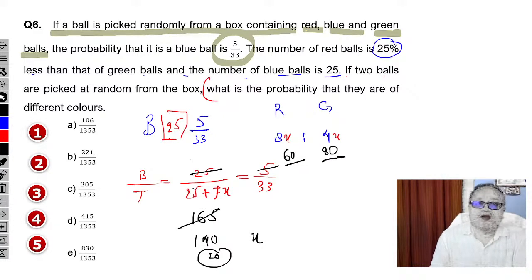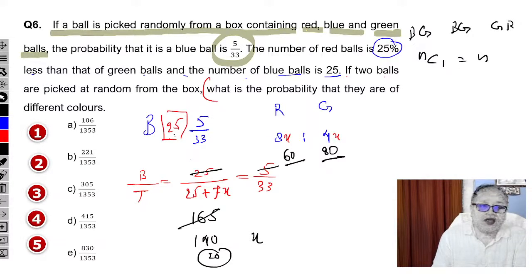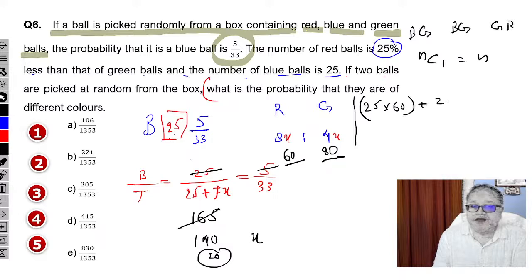We got this number. Now two balls are drawn at a time, and they should be of different colors. Different colors means it's possible to get blue and green, blue and red, or green and red. So how many blue balls are there? 25. 25C1 is always n. So here 25 into 60. So its solution will be 25 into 60 plus 25 into 80 plus 60 into 80.